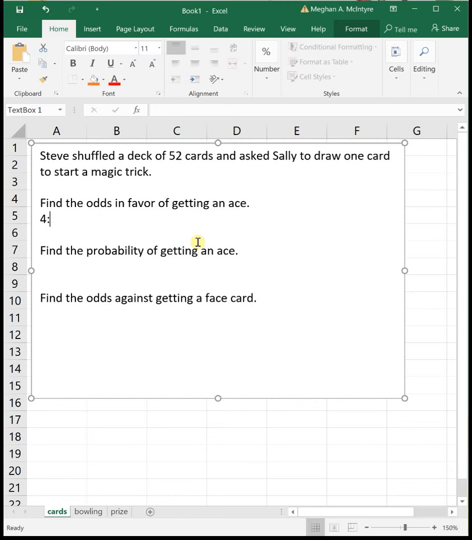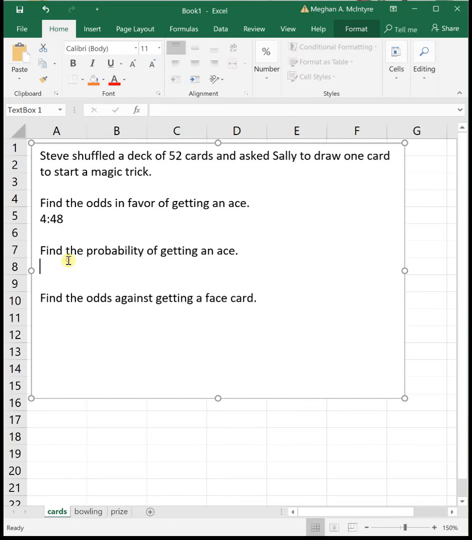And then on the other side of the colon, we put the number of ways that we could not get an ace. So if there's 52 total cards in the deck, and four of those are aces, that means there's 48 cards left over. So we would say the odds of getting an ace, there's four ways to do it, and then there's 48 cards that are not aces. So 4 to 48 would be the odds.